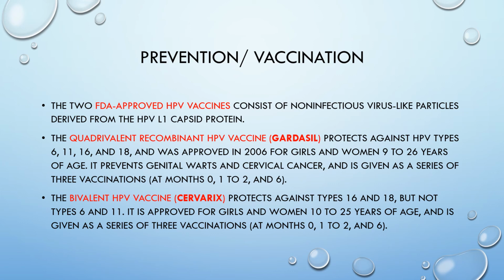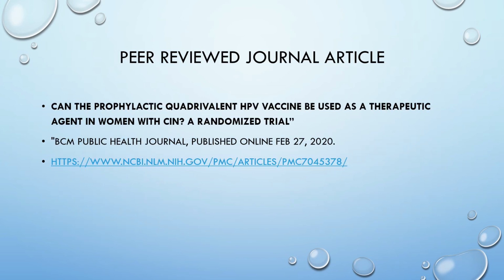Prevention: there are two kinds of vaccines that the FDA has approved for prevention. One is quadrivalent, and one is bivalent. The quadrivalent vaccine is called Gardasil, and the bivalent HPV vaccine is called Cervarix.